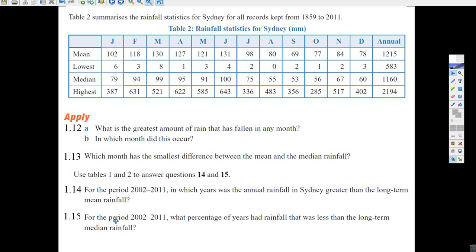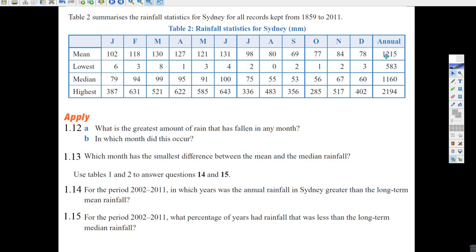Here, these questions are a little bit harder. They talk about for the period. Well, they're not hard. You just have to, for the period of 2002 to 2011, in which years was the annual rainfall in Sydney greater than the long-term mean rainfall? Well, the long-term mean rainfall, there's the mean. The long-term annual one.